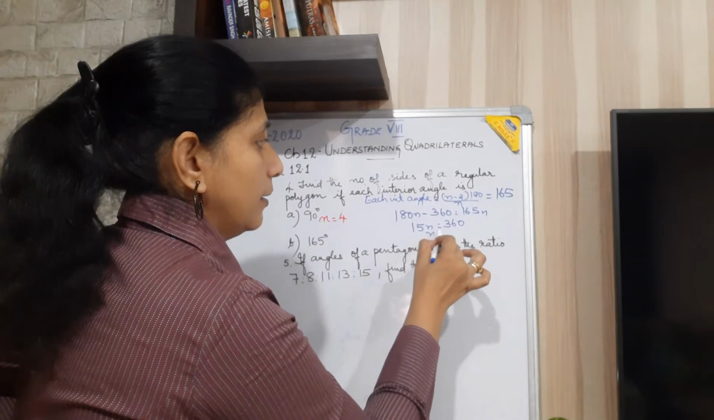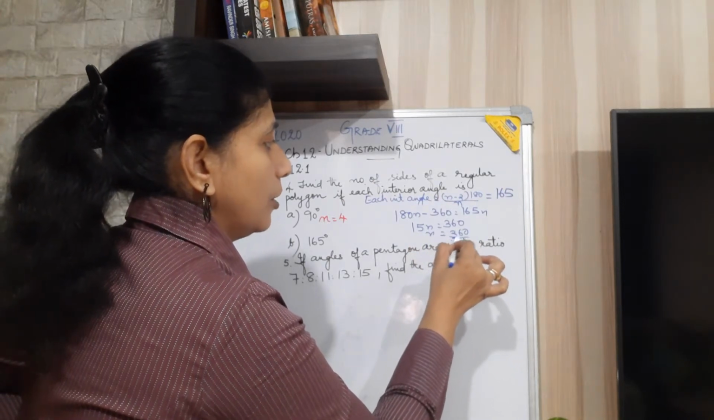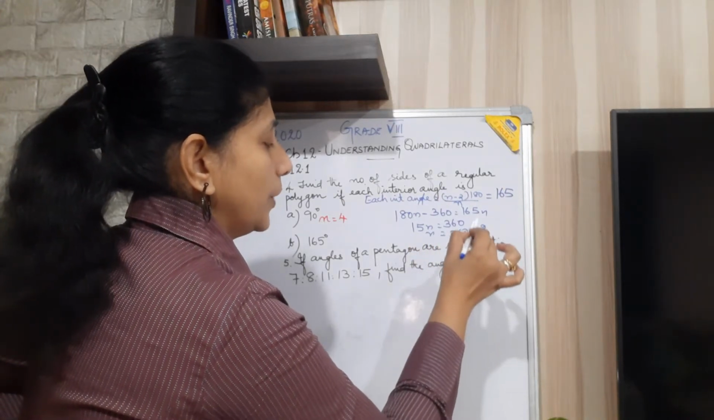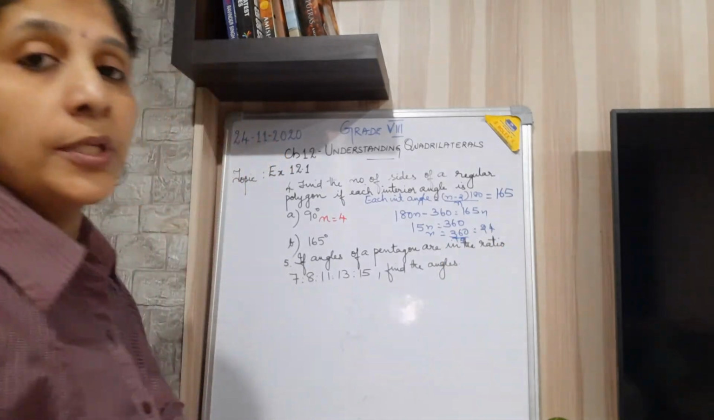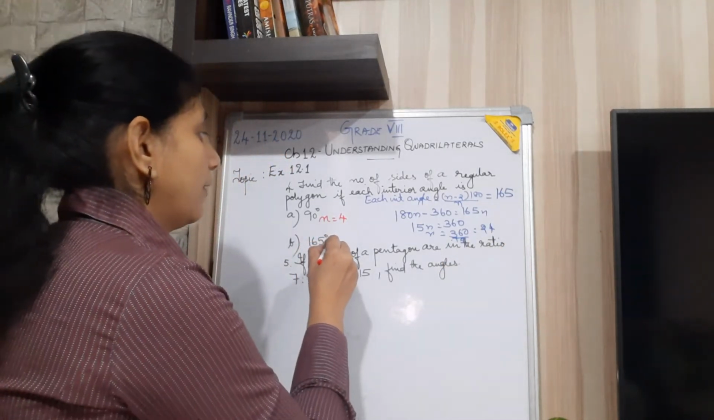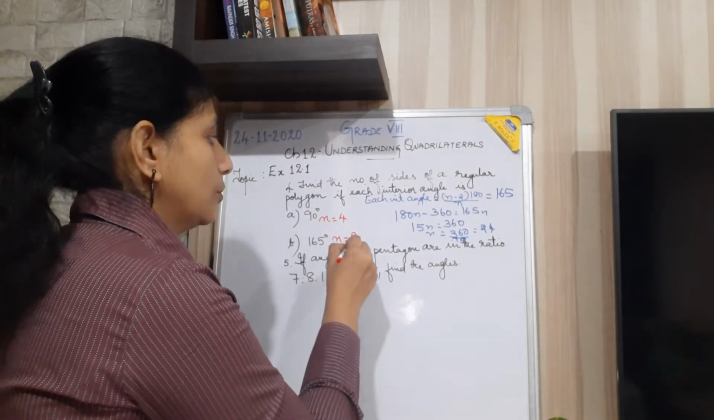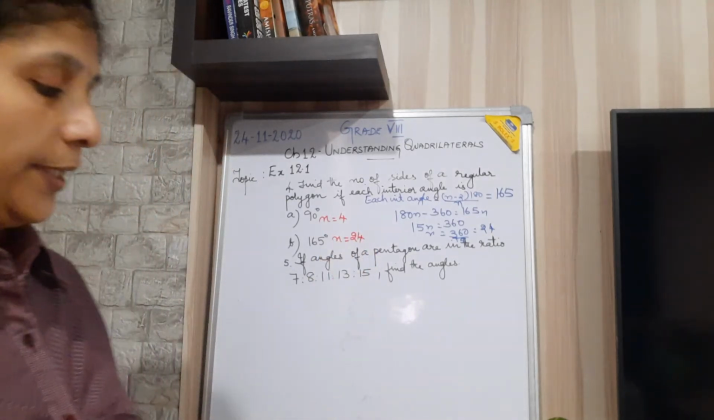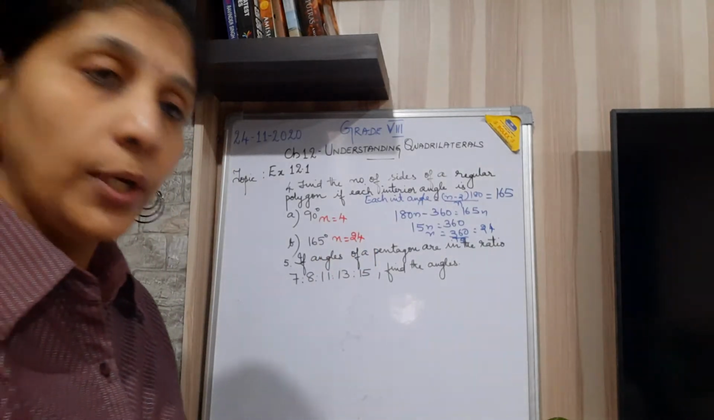So what is n? We will divide it. 360 upon 15. It is 2 times 60. It is 4. So how many sides is it? The number of sides is equal to 24. So it is a 24-sided polygon.